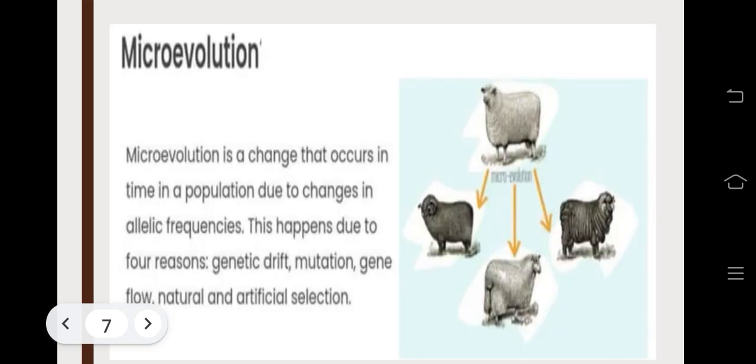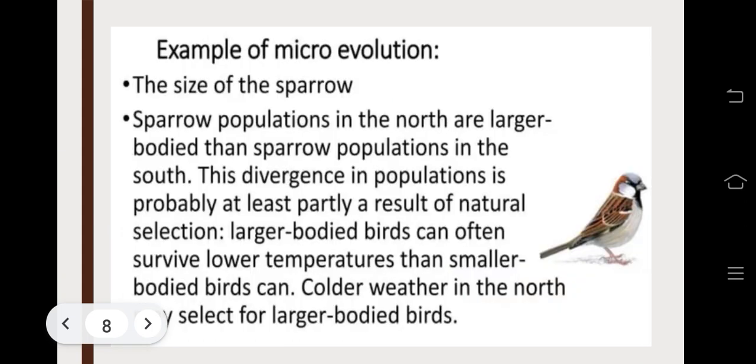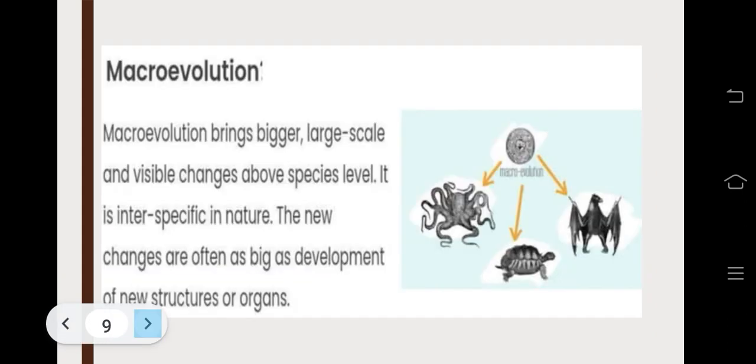First, microevolution. Microevolution is a change that occurs in time in a population due to changes in allelic frequencies. This happens due to four reasons: genetic drift, mutation, gene flow, and natural and artificial selection. Example of microevolution: the size of the sparrow. Sparrow populations in the north are larger bodied than sparrow populations in the south. This divergence is probably at least partly a result of natural selection. Larger bodied birds can often survive lower temperatures than smaller bodied birds can. Colder weather in the north may select for larger bodied birds.